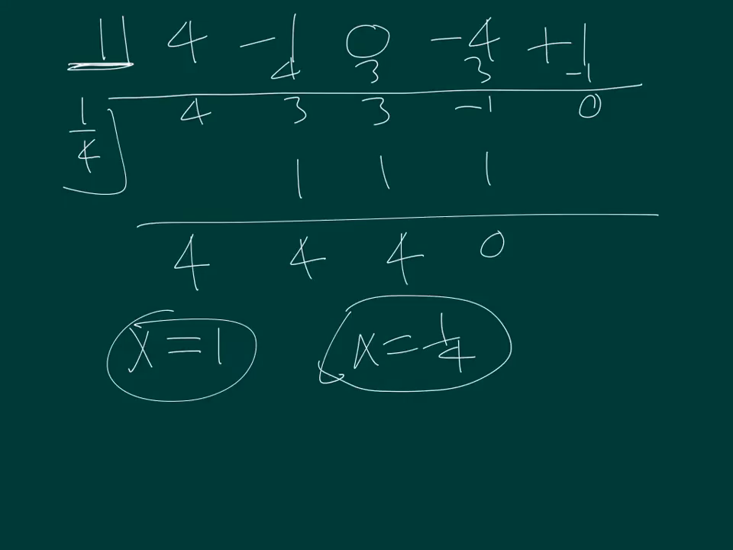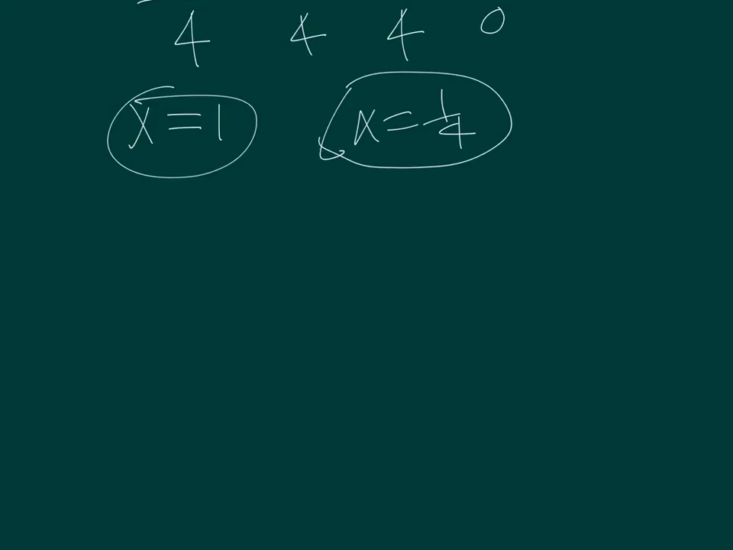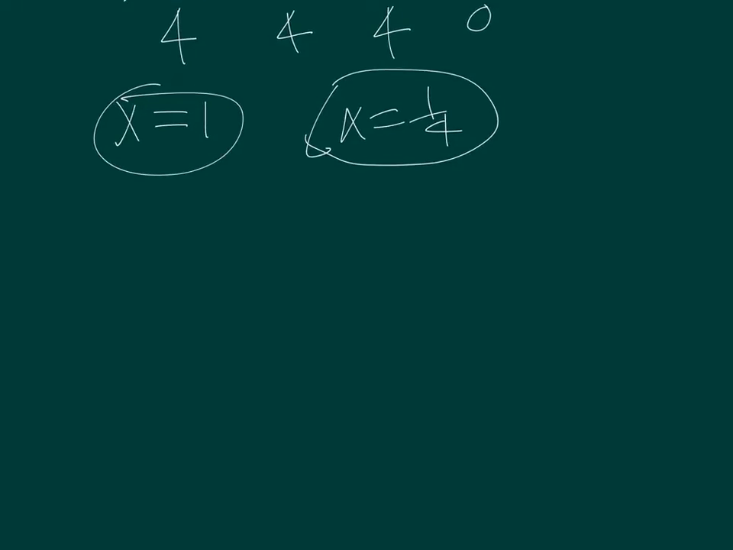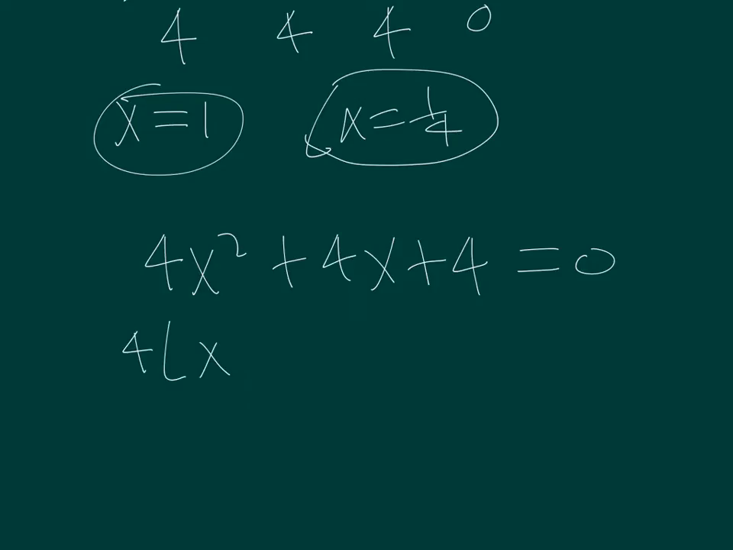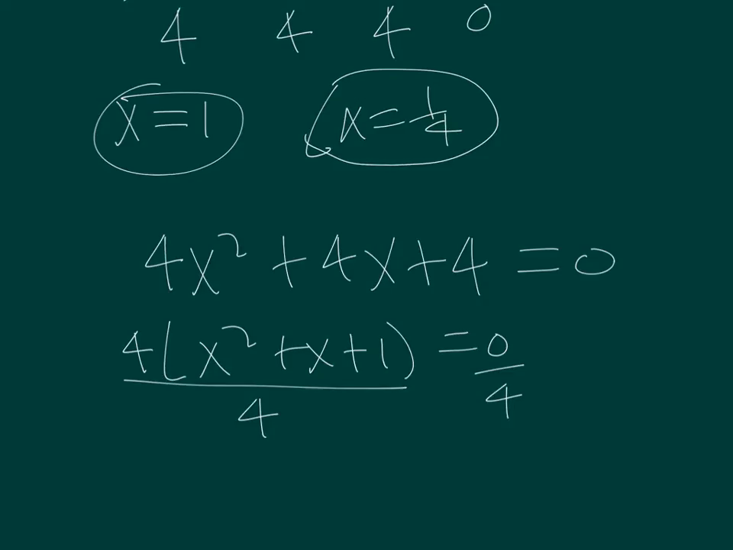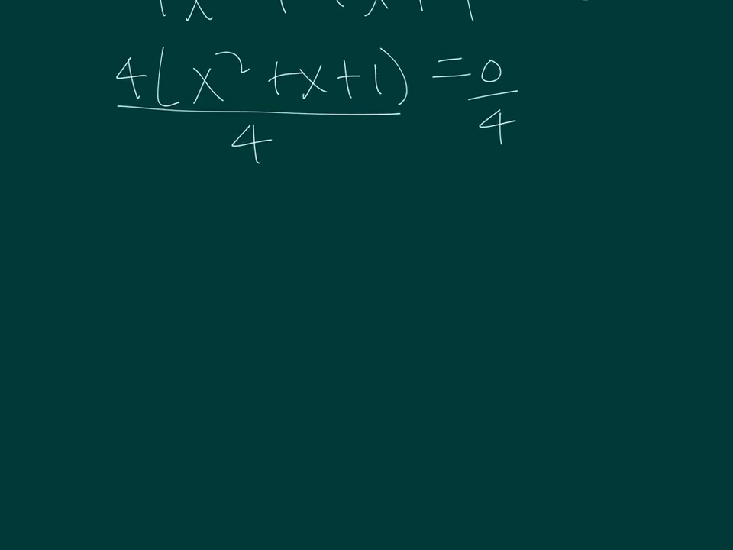Now the other factor that we found here is 4x squared plus 4x plus 4. If I set that equal to 0 and then factor the 4 out, I'll be left with x squared plus x plus 1 equal to 0. Divide both sides by 4 and we'll have 0 still on the right. So we have x squared plus x plus 1 equal to 0. Now if I try to find these roots, I'm going to find imaginary numbers.